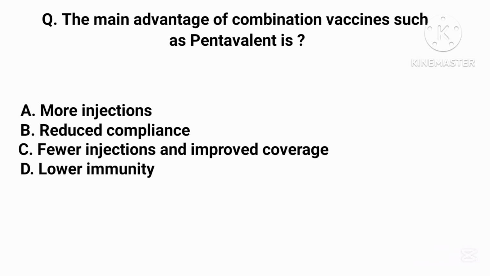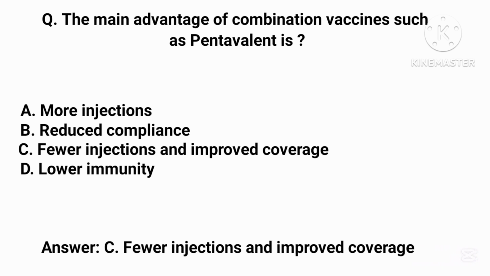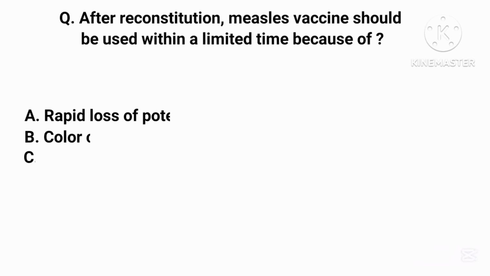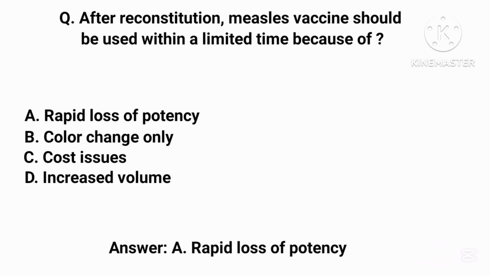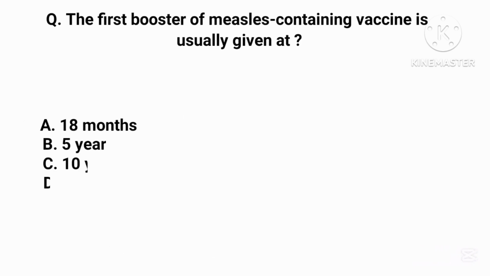The main advantage of combination vaccines such as pentavalent is. Correct answer is option C. Fewer injections and improved coverage. After reconstitution, measles vaccine should be used within a limited time because of. Correct answer is option A. Rapid loss of potency. The first booster of measles containing vaccine is usually given at. Correct answer is option A.